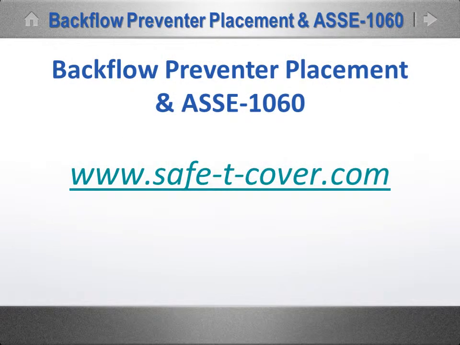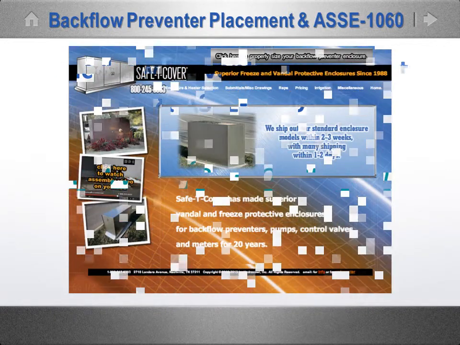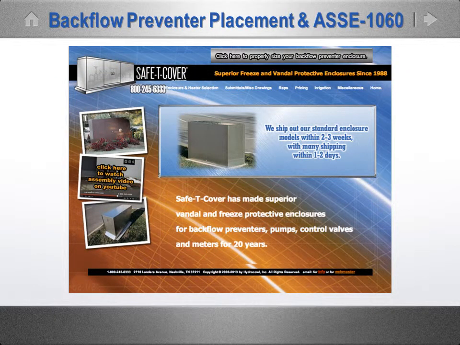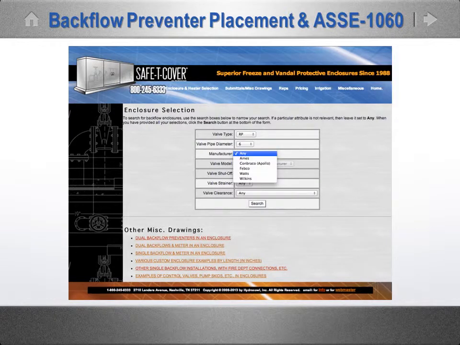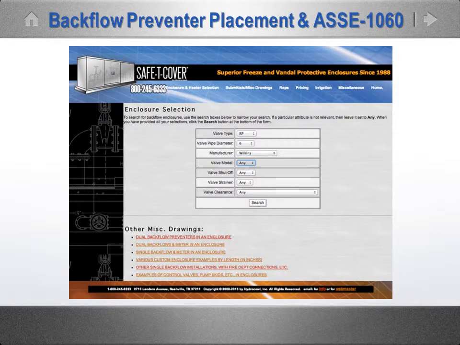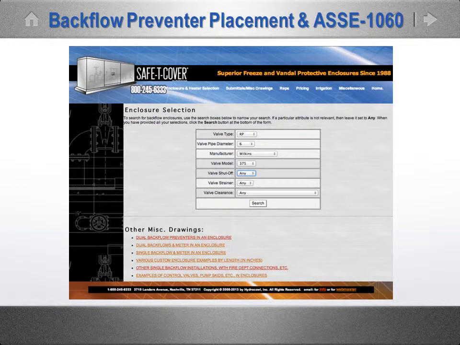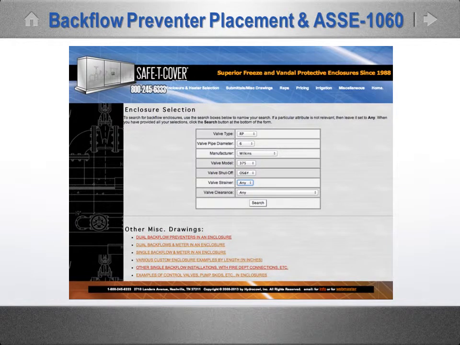Finally, I want to let you know about a great little tool. Click on our website. At the very top, there's a button that reads, "Click here to size your backflow preventer enclosure." There, you'll see a simple 7-step calculator that allows you to specify the exact enclosure needed for your job. We'll pick an RP, let's say 6 inches. We'll use Wilkins, which is a 375. We'll use OS&Y as the valve shutoff. Yes, we'd like a strainer.